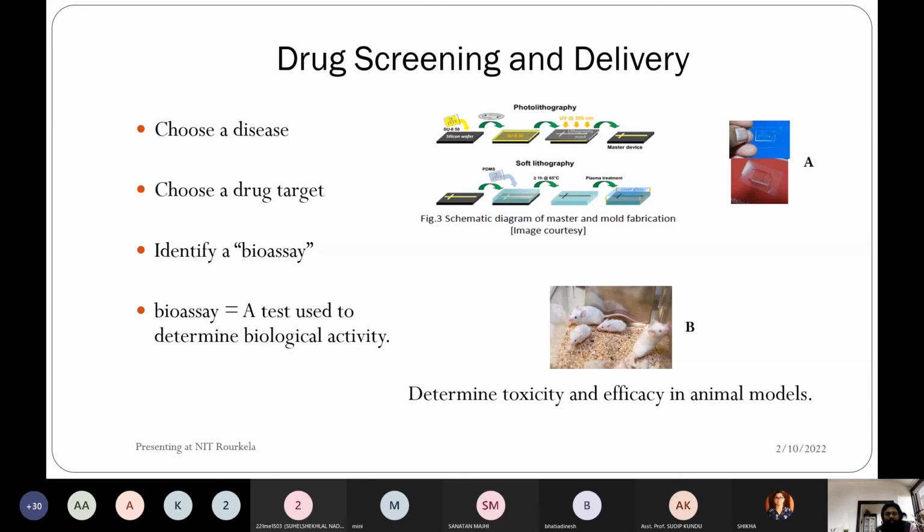Okay, as we know, if you want to go for drug screening and delivery applications, we used to use animals, right, to determine the toxicity and the efficacy and various things. Initially we used rats and other animals, and then we identified a couple of related data or statistics. Instead of that, you can do similar applications.